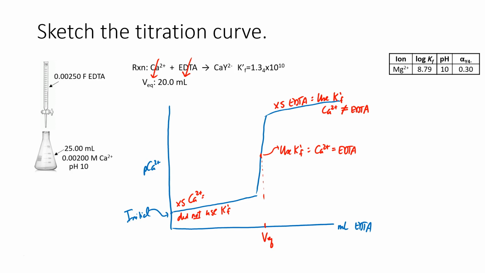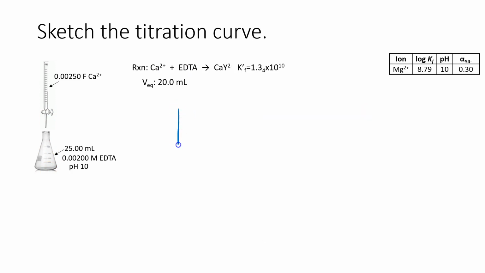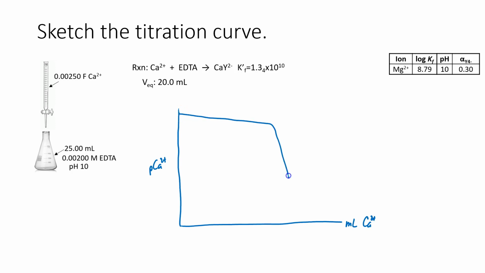Let me ask you this. How would this titration curve look if you had calcium in the burette and EDTA in the Erlenmeyer? How would that look? Well, let's talk about it. On our titration curve, we'll have pCa on the y-axis, and this time the titrant is calcium, right? This is our titrant, so it'll be the volume of calcium. And did you figure out how the curve would look? It would be kind of flipped, wouldn't it?